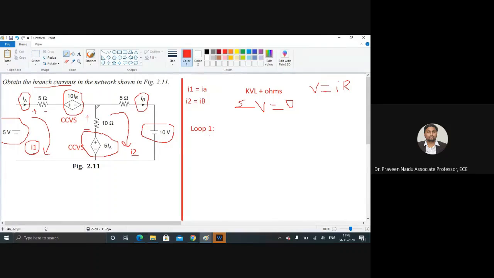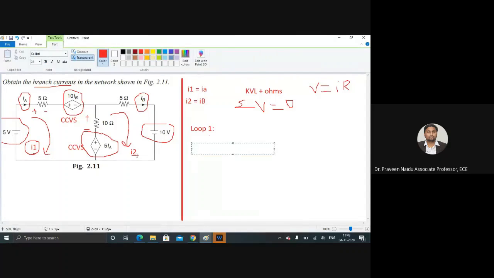And we won't touch any dependent source or any independent source or any sources at all. So for the first loop, I can start from 5 volts. My 5 is minus to plus, so it will be plus 5. And then for the 5 ohm resistor, it is going from plus to minus, so it will be minus 5 into I1, where I1 is the current.